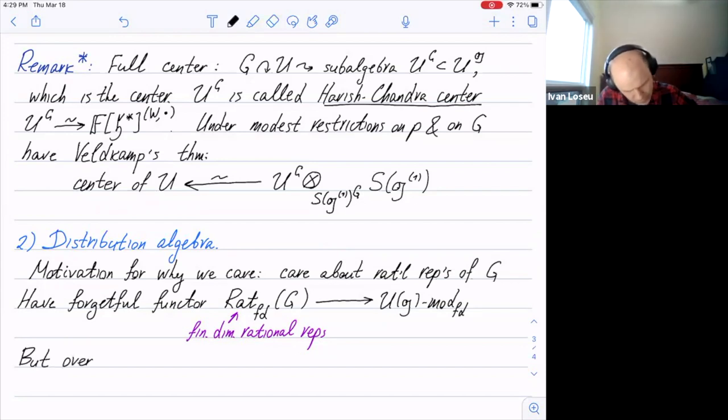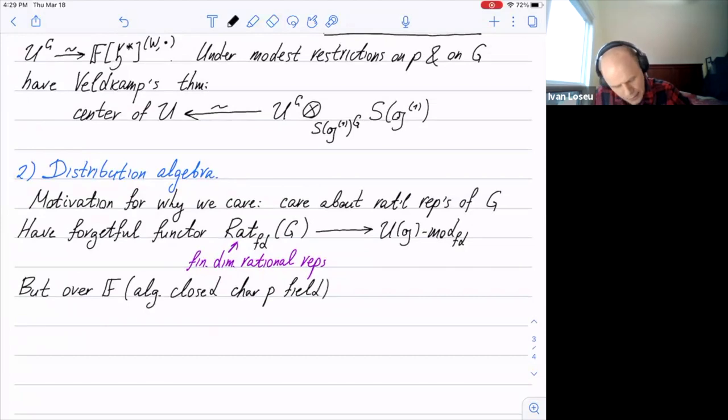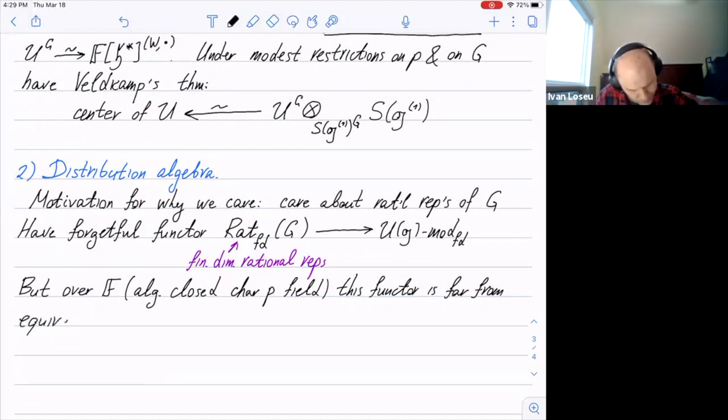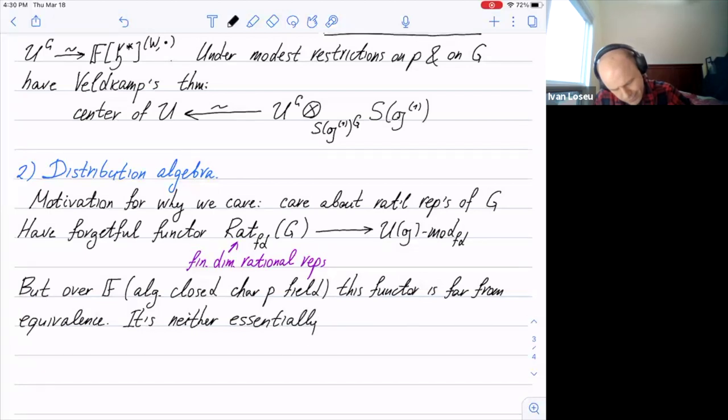But over F, let's say algebraically closed for simplicity, a characteristic p field, this functor is far from being an equivalence. It's neither essentially surjective, meaning that you don't capture all modules in the image.